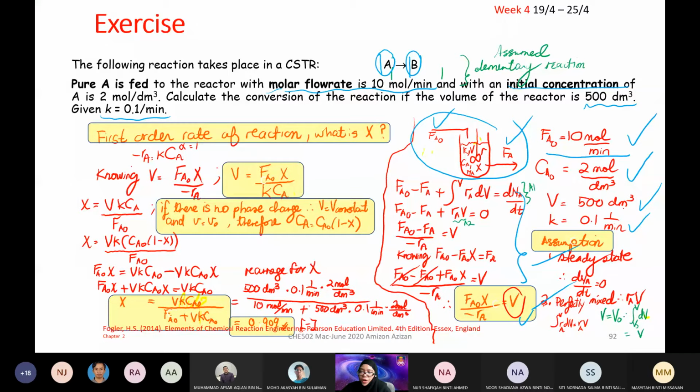So what is the conversion? What is the conversion having this initial molar flow rate, initial concentration, with that volume and with that K? So from that equation, simply find the X, rearrange, and this is done in a CSTR. If there is no change of phase, then we can say that the volume is constant. Insert it in, and that is your final equation for the X, and simply plug in the information and you get the X. All right. Any question?